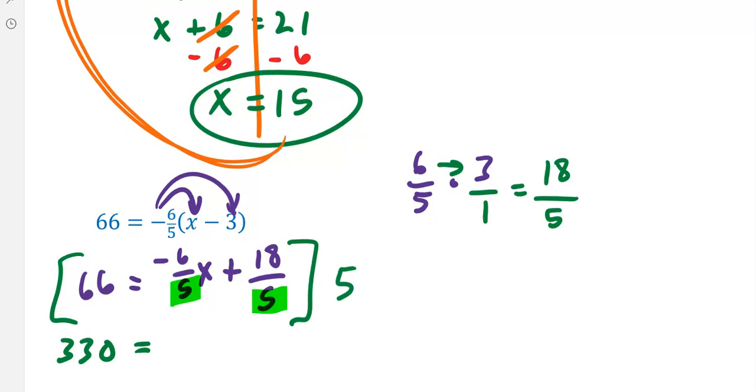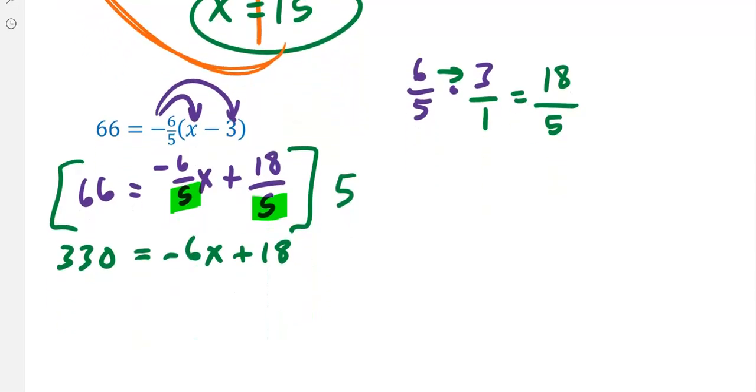Negative 6/5 x times 5, well, it basically just gets rid of the denominator, so it becomes negative 6x. And 18/5 times 5 just becomes 18. That denominator just disappears. It's amazing. So now I have just whole numbers to work with, or integers, and now I can start to solve using the backwards order of operations.